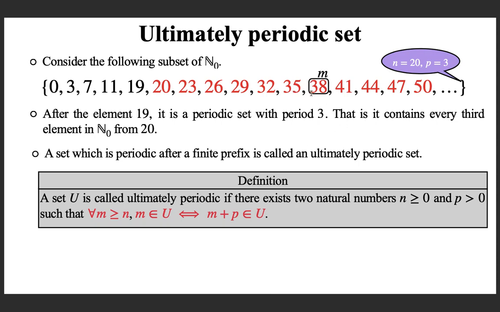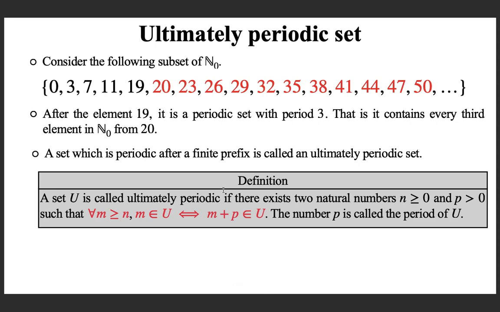If you look at any element, for example 38 as m, you can see that m plus 3 is there. So, if m is there, then m plus 3 is there. And why is 38 here? Because it is 35 plus 3, that is if and only if, you can easily verify. So, that is the formal definition. And the number p which you are adding to m, like here it is 3, is called the period of the ultimately periodic set U.